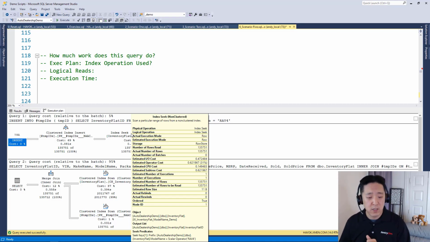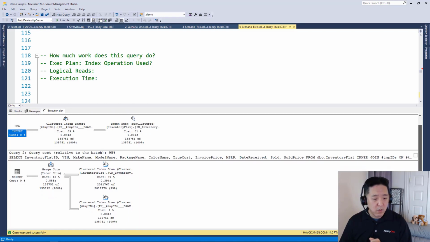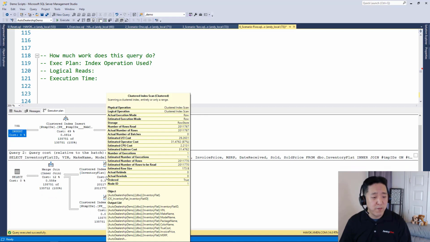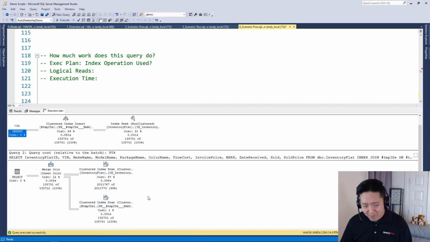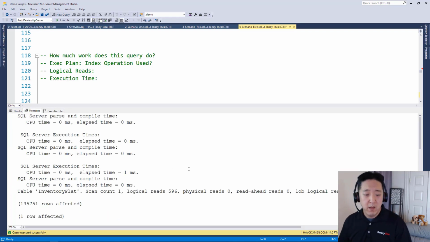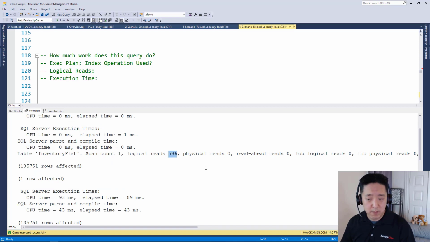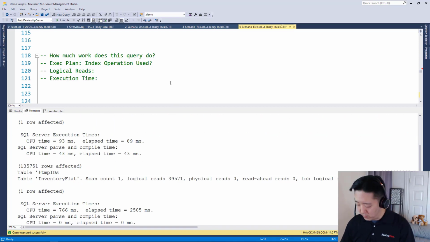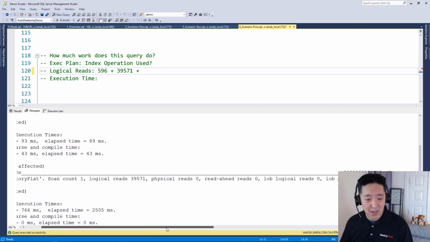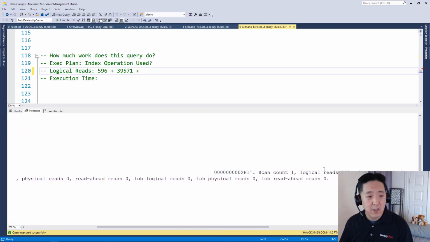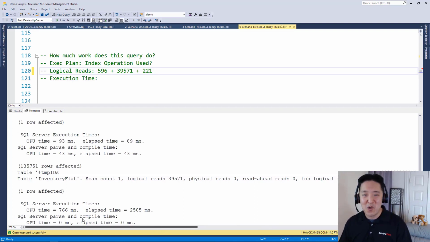So again, we have a non-clustered index seek here, but are we even making use of index seeks here? No, we're doing full index scans against the base table and against my temporary table as well. But let's look at the total I/O. 596 logical reads plus 39,571. Once again, I did that full table scan. Plus, I had to do additional logical reads against that temporary table that we created, 221 logical reads. So we actually did more I/O here.